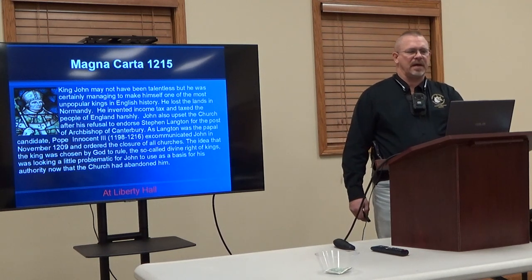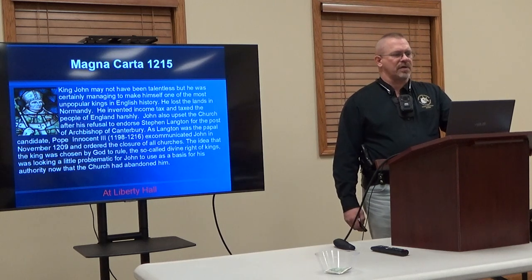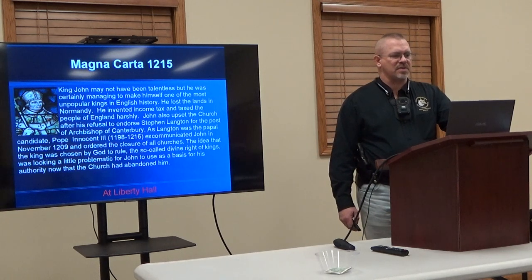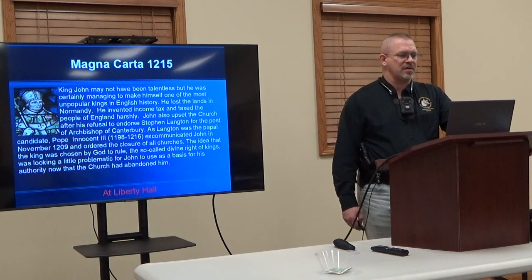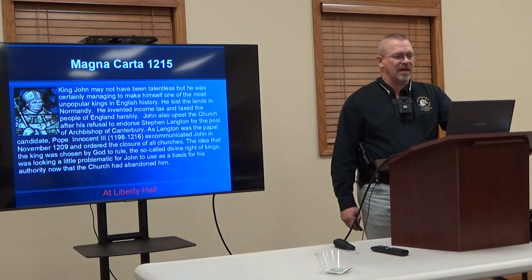King John may not have been talentless, but he was certainly managing to make himself one of the most unpopular kings in English history. He lost the lands in Normandy. He invented income tax and taxed the people of England harshly. John also upset the church after his refusal to endorse Stephen Langton for the post of Archbishop of Canterbury.